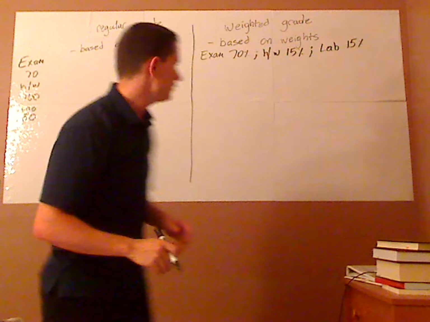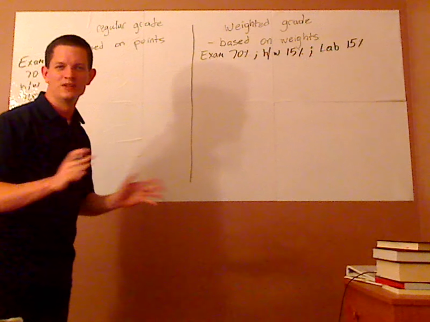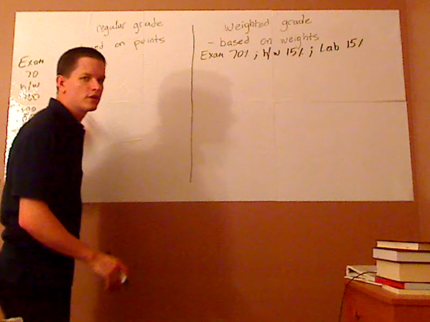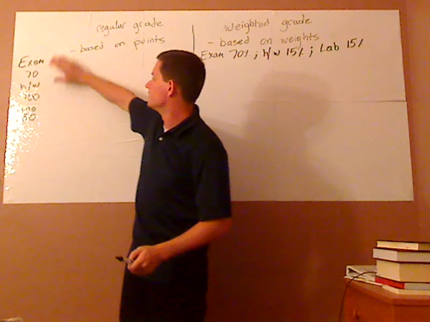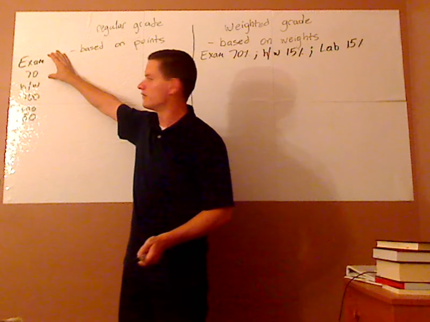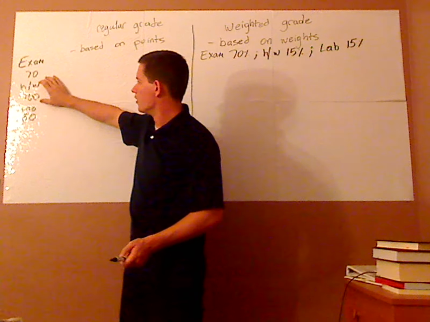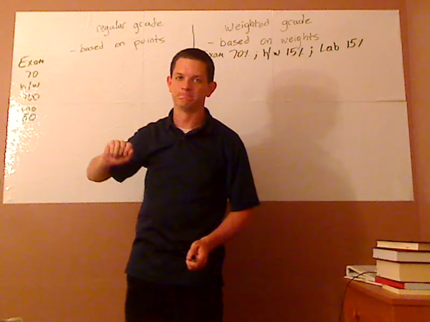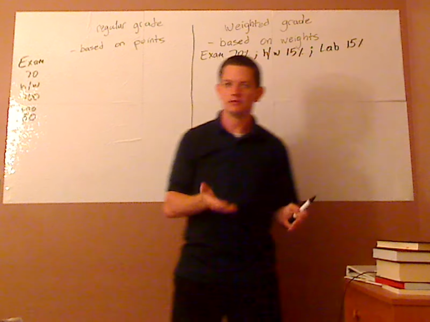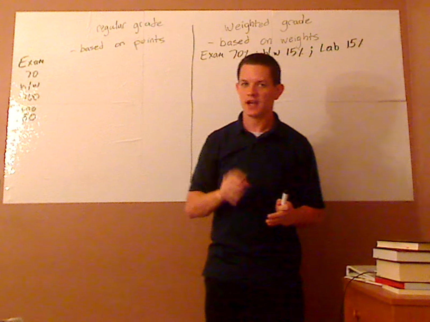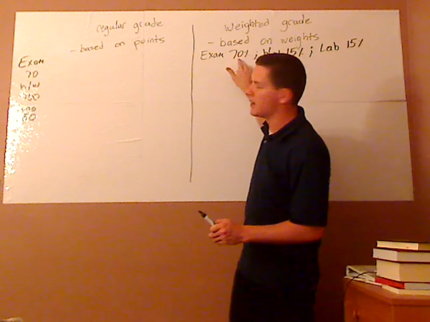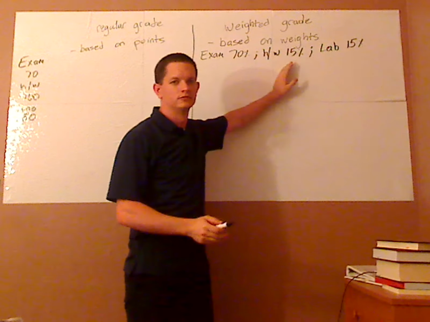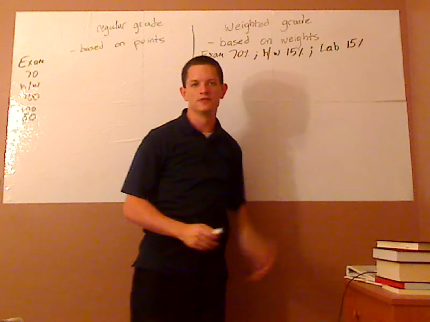So, let's say, just to be simple, you only have three grades. One is an exam, the other is homework, and the other is a lab. For your exam, you get 70 out of 100. For homework, you get 100, and for your lab, you get 80. Now, with the weighted grade, it's weighted dependent upon the category. So you have exam is worth 70%, homework 15%, and then your lab is 15%.